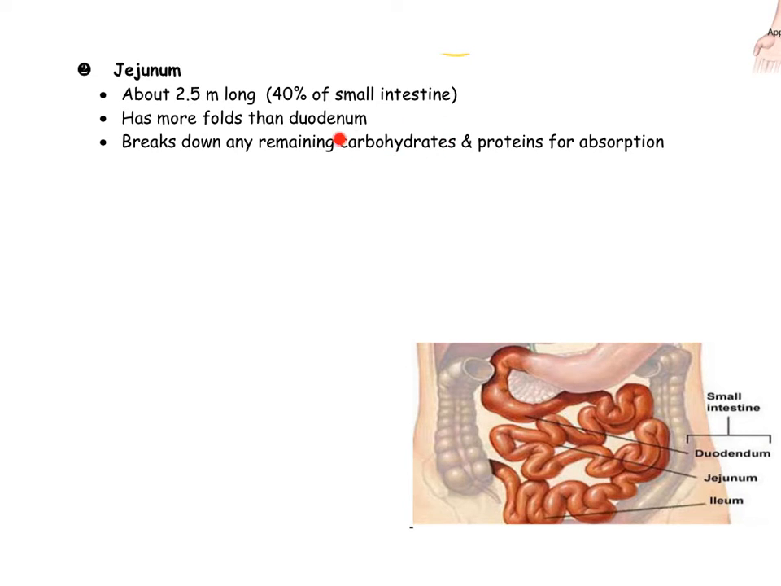You'll remember carbs we're starting to break down in our mouth by using amylase, right? That's that chemical digestion using amylase of our larger carbohydrates and some disaccharides. Proteins are going to start to get digested by using pepsin in the stomach. But there still may be some pieces that need to be further broken down. And so that's going to happen in our small intestine, in the jejunum. So that process is just going to carry on.